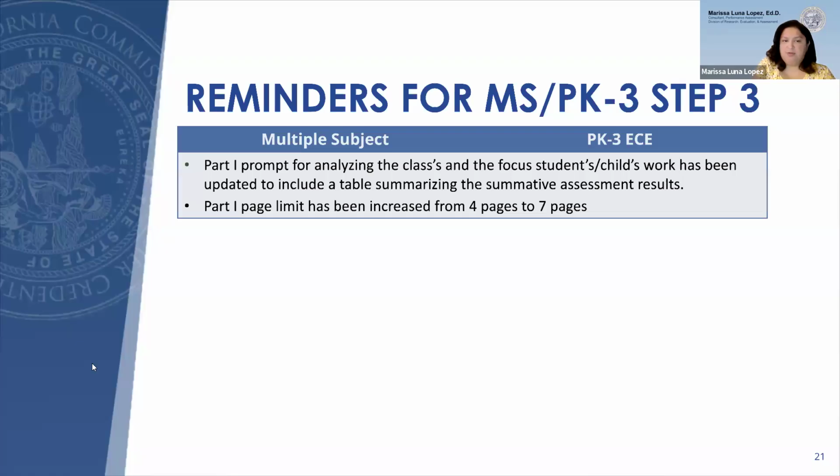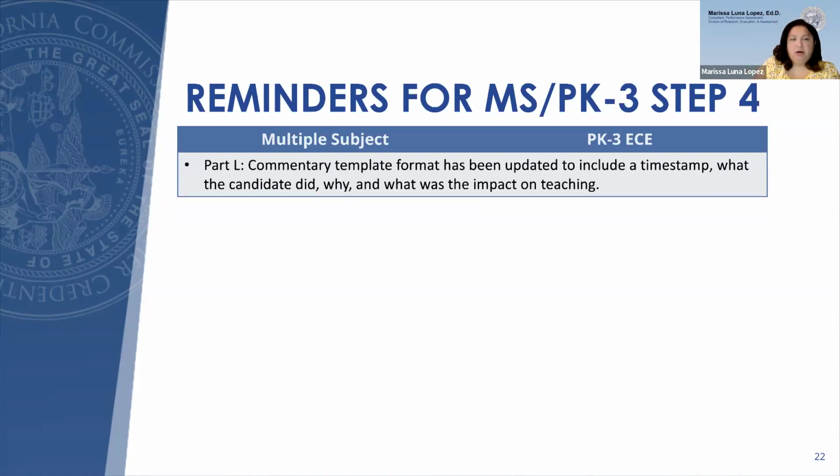The part I prompt for analyzing the class and the focus students' child work, the table has been brought back from version 7, but it's very specific that we're looking at the summative assessment results because I know that there was confusion in version 7. What goals are we talking about? Lesson goals, the goals, it's the goals for the unit. So it's a visualization space for the candidate to look at how students did on the summative assessment. And because of the table, we have increased the page limit on that template from 4 pages to 7. And we can go to the last slide here.